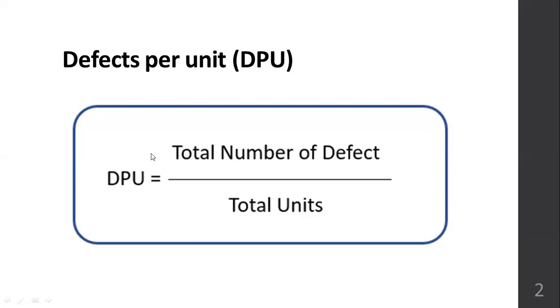It can also be put as the total number of defects found in a sample divided by the sample size. If you are looking at only 10 cars, 10 cars are your sample size, you only calculate the number of defects found in those 10 cars. So that will be your numerator, and 10 cars will be your denominator. That's how you find the defects per unit.